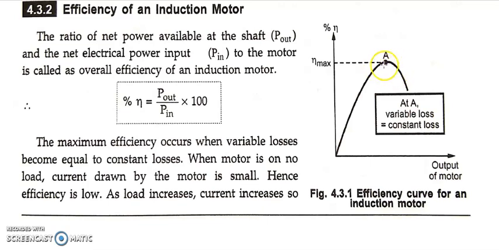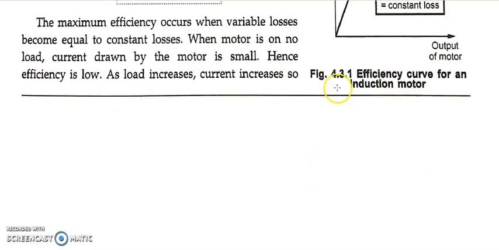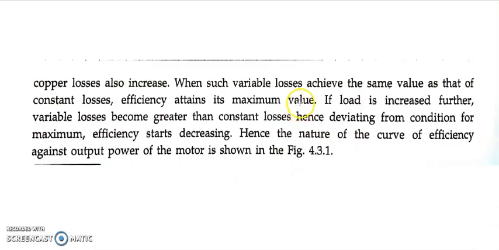What next? If I overload the motor beyond its ratings, the core gets saturated. It draws more and more current, but the efficiency of the curve will decrease as I increase the load of the motor beyond its rating. The power factor will be low again, so the efficiency will be severely affected. As the load is increased further, the constant loss deviates the condition from maximum efficiency, hence the efficiency starts decreasing. That is the nature of the curve.